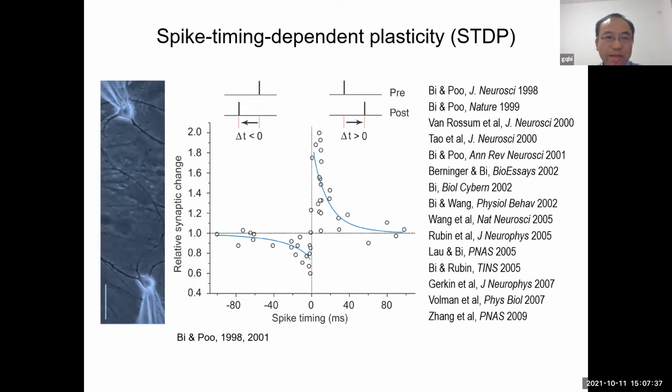For this plasticity, we basically found that the synapse can change its strength depending on the activity of the pre- and postsynaptic neuron, and the time between this pre- and postsynaptic activation determines the direction and the extent of the synaptic change.